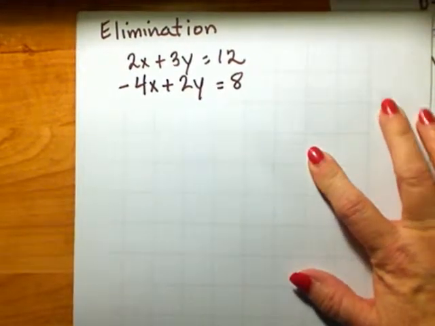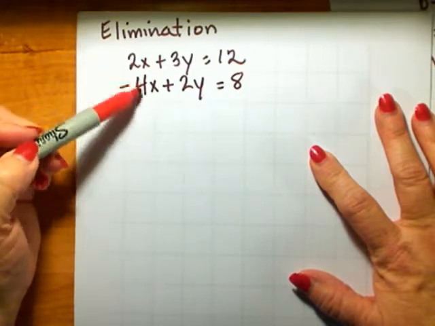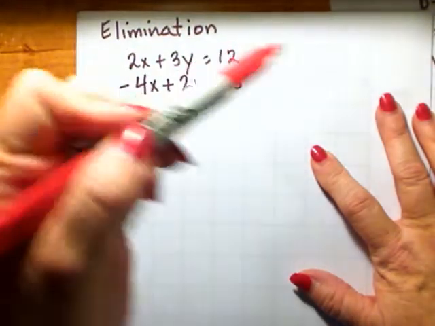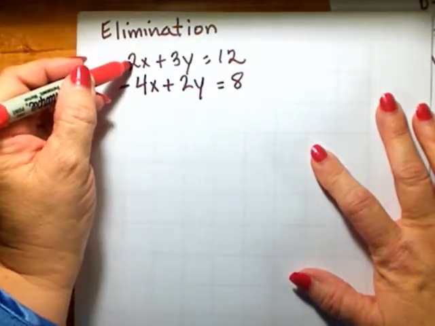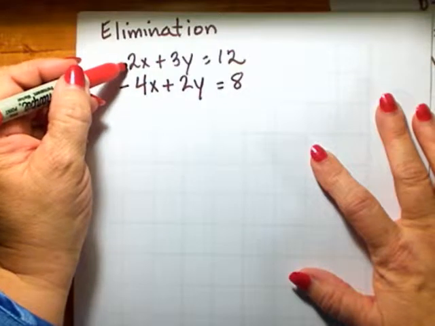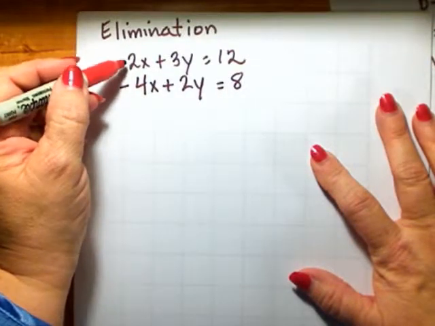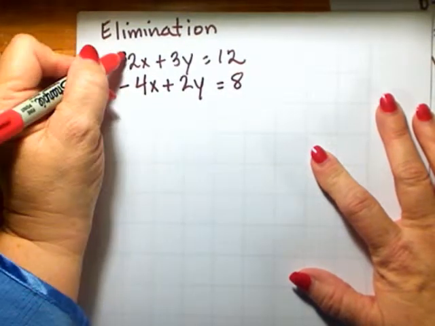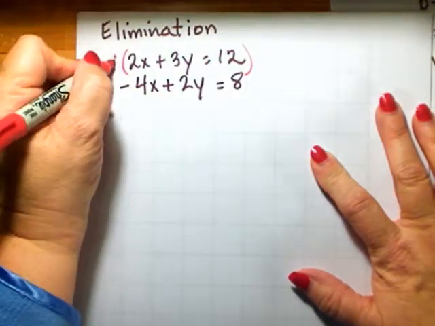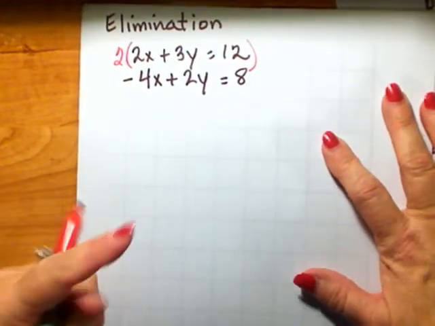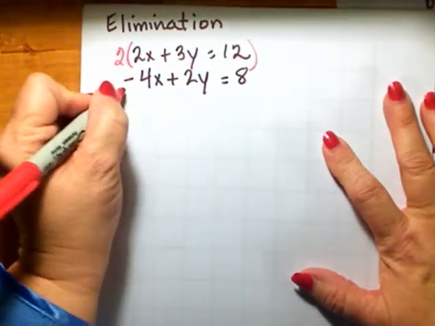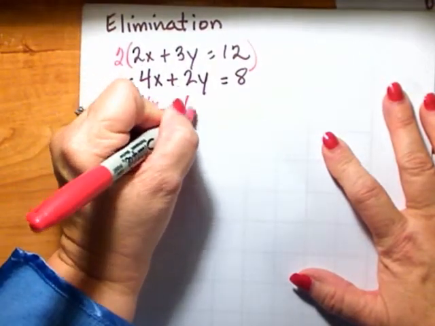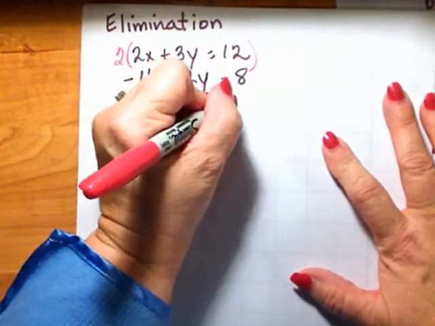If I've got two equations that are in standard form, which is something x plus something y equals a number, then what I can do is figure out what I need to multiply one by to get rid of it. Well, this is already a negative 4, so what could I multiply by 2 to get positive 4, which would eliminate it? Alright, I'm going to take that first equation and multiply every piece of it through by 2. So 2 times 2x is 4x. 2 times 3y is 6y. And 2 times 12 is 24.